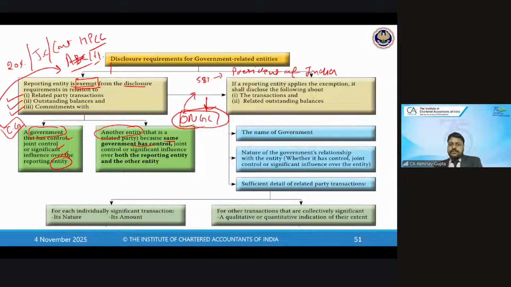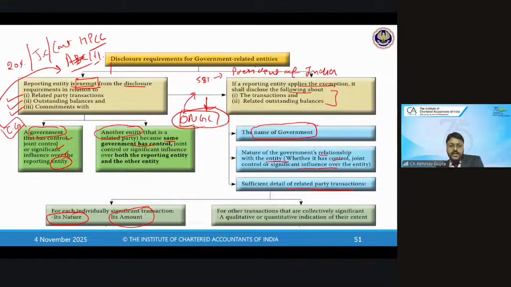after claiming the exemption, the standard says if a reporting entity applies the exemption, it shall disclose the following about the transaction and the outstanding balance, right? The name of the government, the nature of the government's relationship with the entity, whether it has control, joint control, or SI, and sufficient detail of the transaction. What is that sufficient detail? The nature of the transaction, the amount of the transaction, right?